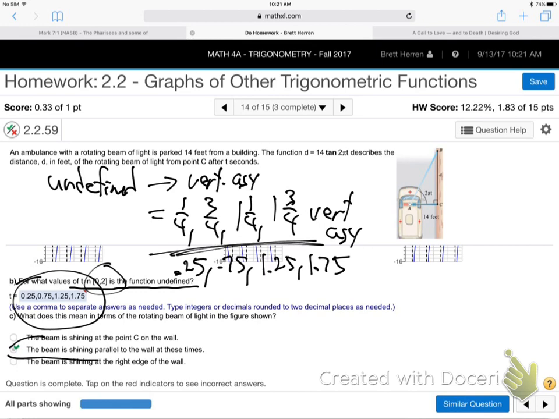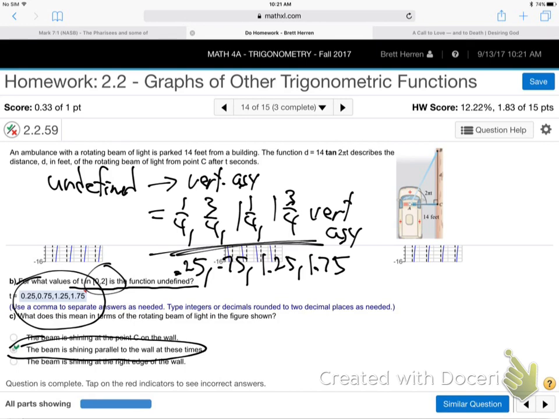And you see the answer is, the beam is shining parallel to the wall at those times. What do we mean, parallel to the wall? Well, in other words, the distance is infinite, right? How far from C? As that light moves along the wall, the distance from C to that point where the light is grows and grows. That's when the snake graph goes up, up, up, and eventually the light goes parallel, straight up and down, parallel to the wall.